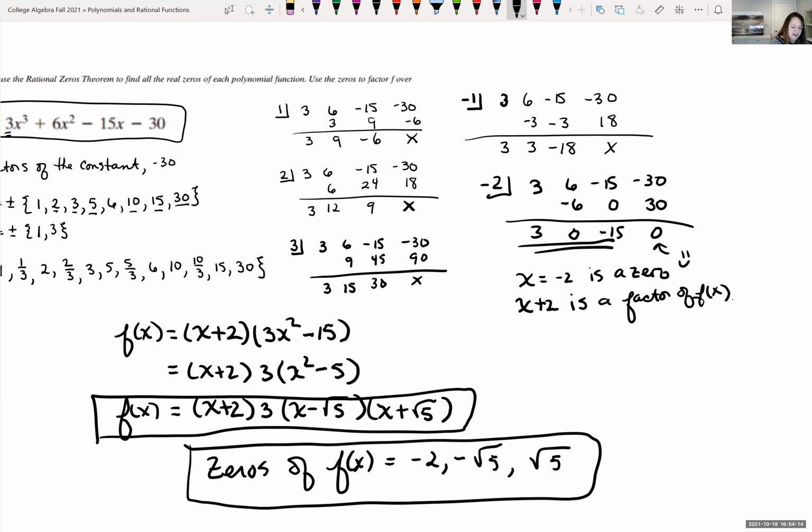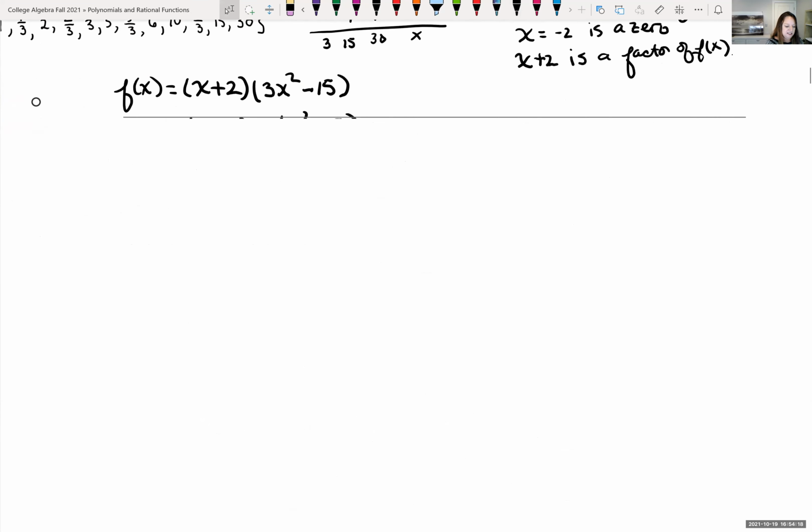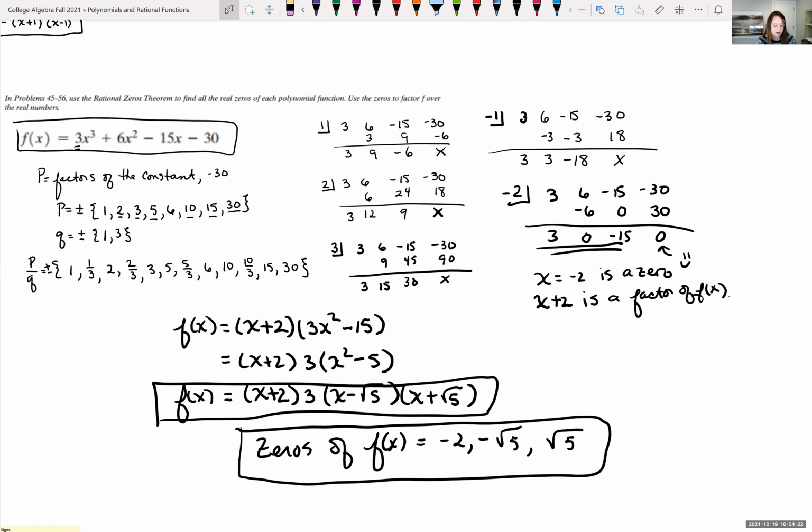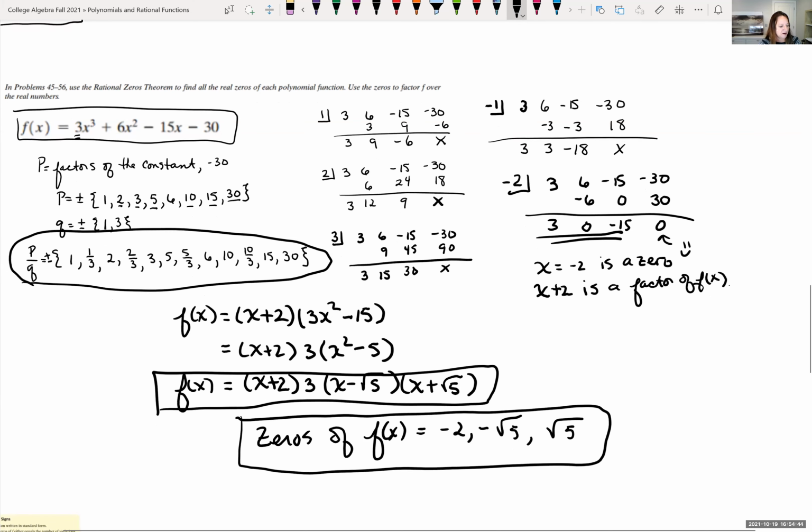Notice root 5 and negative root 5 are irrational numbers, so they would not be in our list of p over q. But our rational number, our integer negative 2, was in that list. So we would never get a number that was rational that was not in this list. So we'll get some more practice on Thursday. I'll give you some more rules to help us narrow down that search for the zeros of our polynomial.